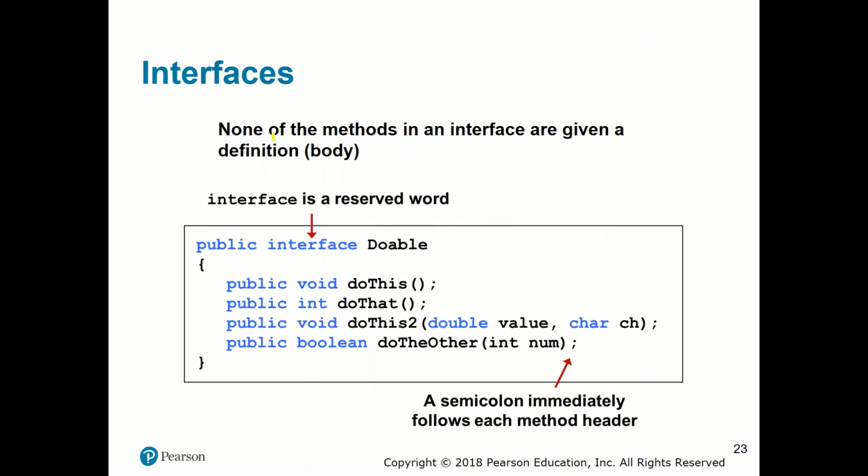None of the methods in an interface are given a definition. Interface is a reserved word. And then you can write like this. There is no body, and there is no body. A semicolon immediately follows each method header. You can also omit this public. You don't have to write public.